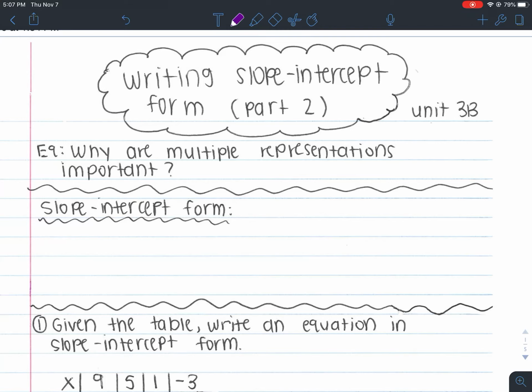Hey guys, welcome to the notes for writing Slope-Intercept form part 2. Our essential question is why are multiple representations important, and we're still in Unit 3B.